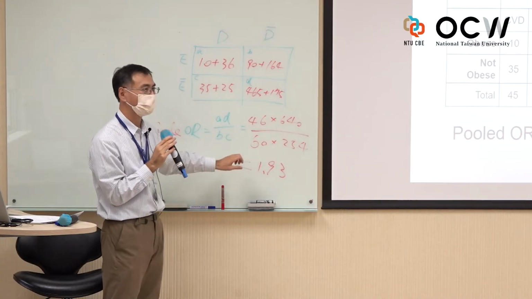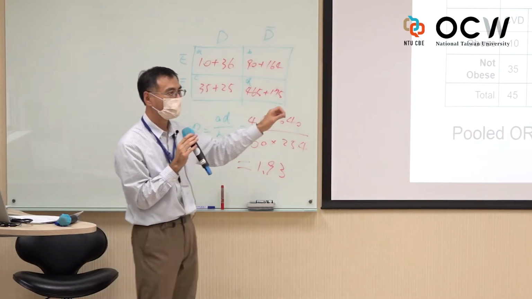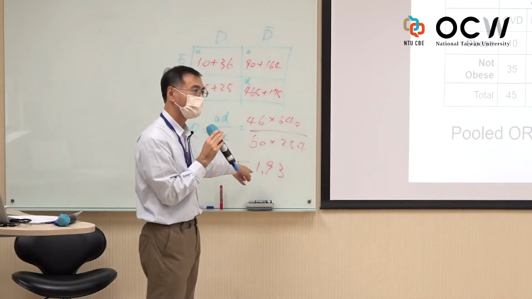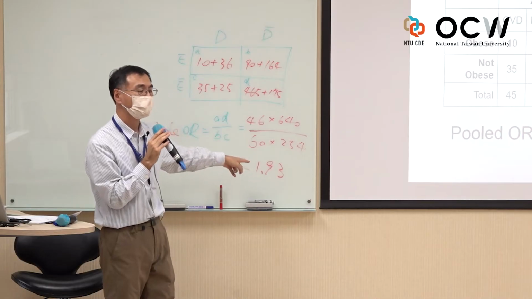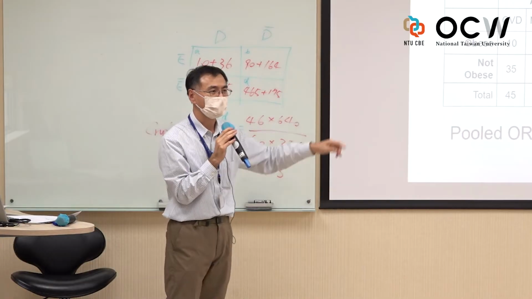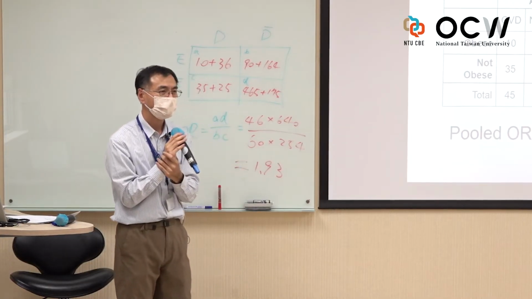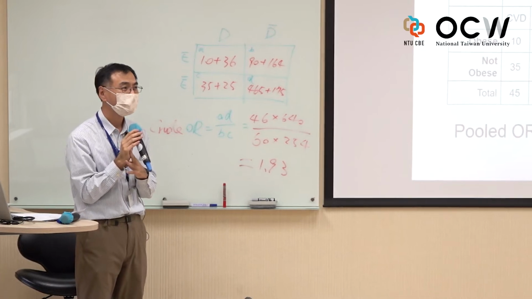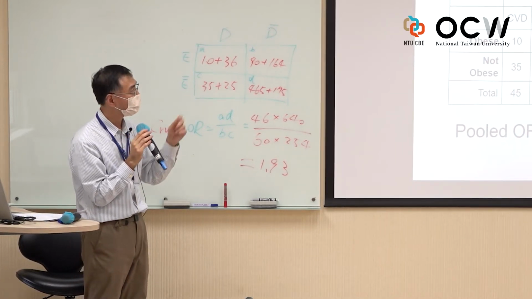It's about 2. But if you adjust by the Mantel-Haenszel method, it's 1.53. So it's overestimated because of the confounding effect from age. So it's worthwhile to do it, right? To adjust for age structure as a confounder.